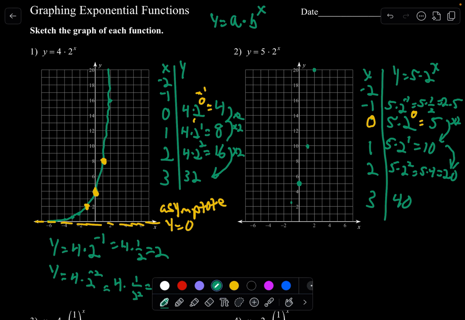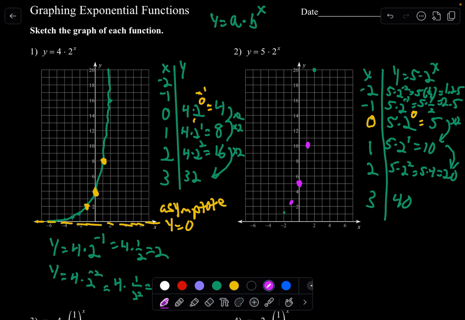Okay? At negative 2, that's going to be 5 times 2 to the negative 2. That's 5 times a fourth, which is 5/4, which is 1.25. So we're at 1.25. And I'm really only concerned about this point, that point, and this point when I look at your graphs.